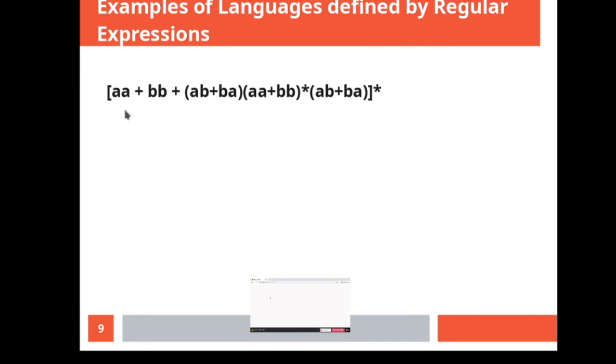So suppose I choose AA for the first time. So my first string is AA, and because this is a star, I can go back and choose something else. Probably next time in my second choice for the factor, I choose BB. So I've chosen AA, then BB, and because it is a star, I again go back. Now I have a choice between AA, BB, or this expression. So I don't choose these two, I choose this.